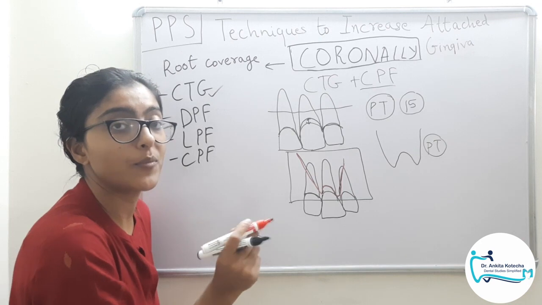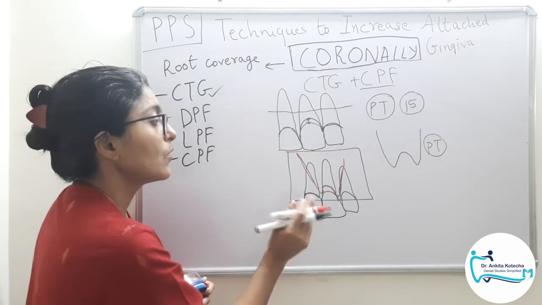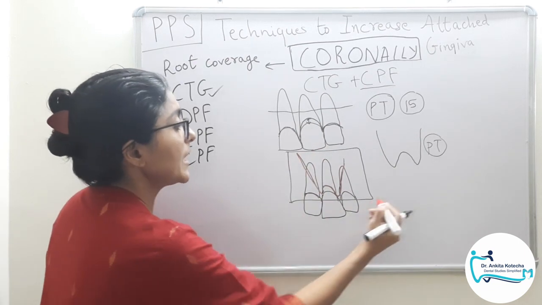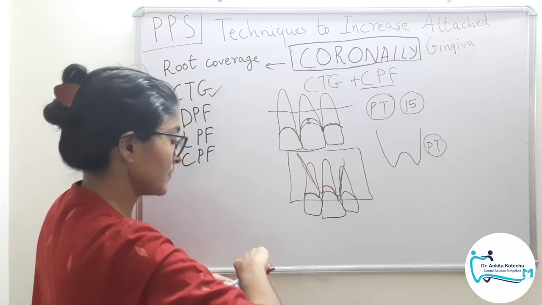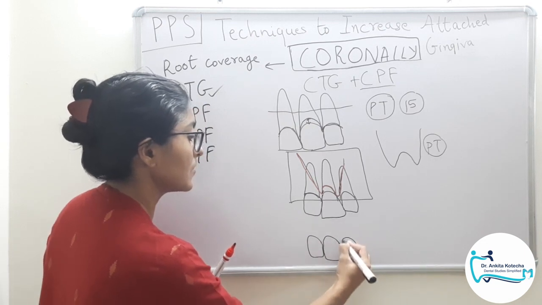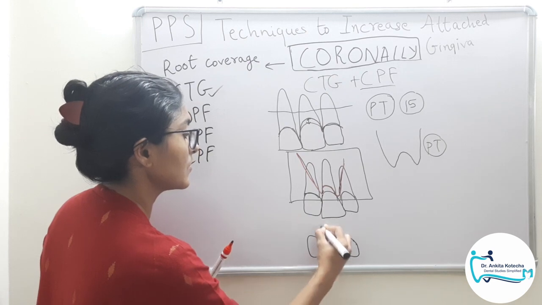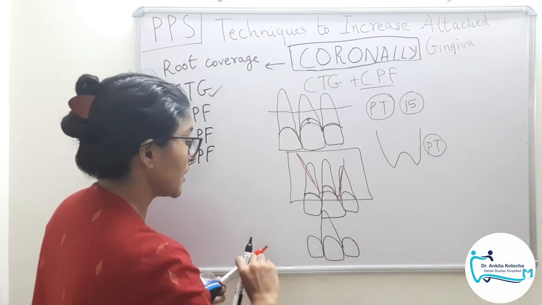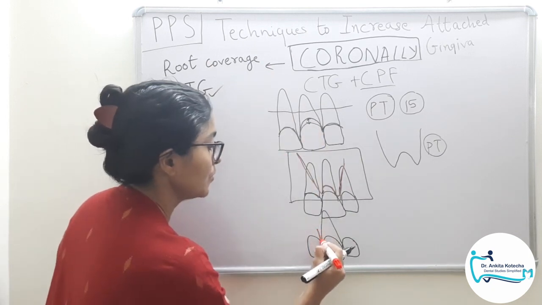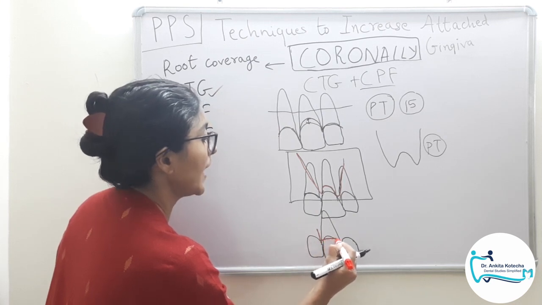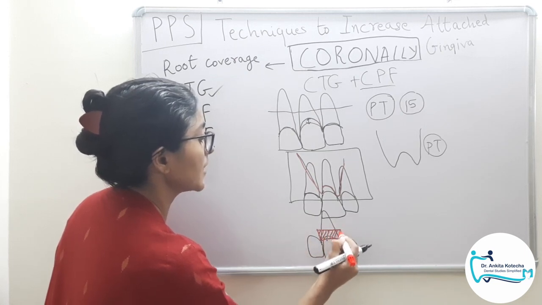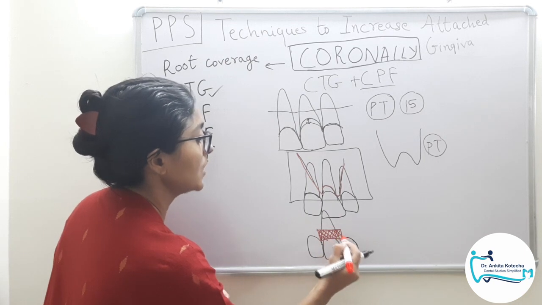Now is the time to reflect this flap by sharp dissection. Remember, partial thickness flap preparation, so sharp dissection. Once this root is exposed after the flap reflection, place the connective tissue graft. Now here our connective tissue graft is positioned. Remember, our flap is reflected. So our connective tissue graft is positioned at least at the CEJ or 1 mm coronal to the CEJ. This is our connective tissue graft which is positioned onto the exposed root.